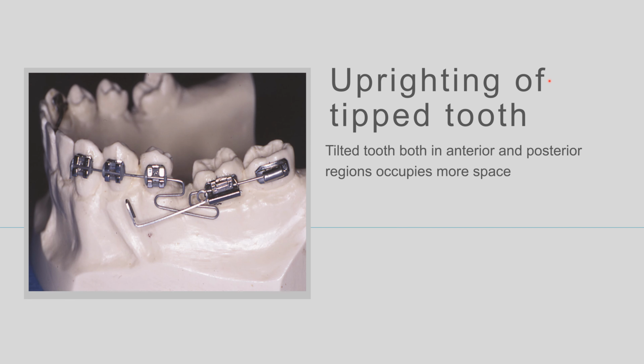Uprighting of tipped teeth, as in this case of the tilted molar, here the tilted molar takes more space, or occupies more space in the arch, than the rotated molar. So uprighting of the molar can create space for the alignment of the anterior teeth, either by an uprighting spring, this is the uprighting spring, or a coil spring.